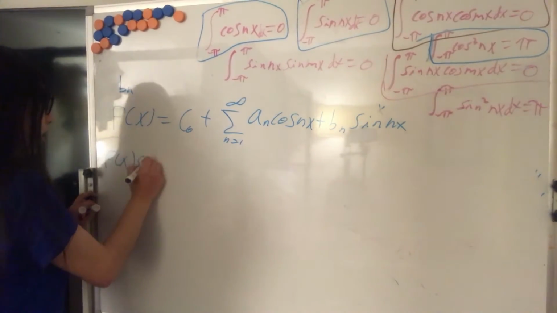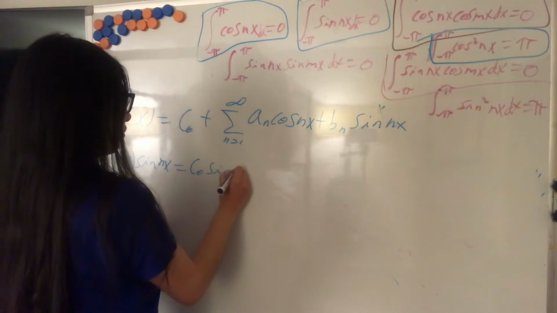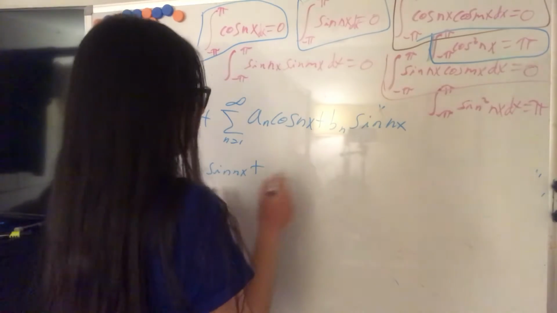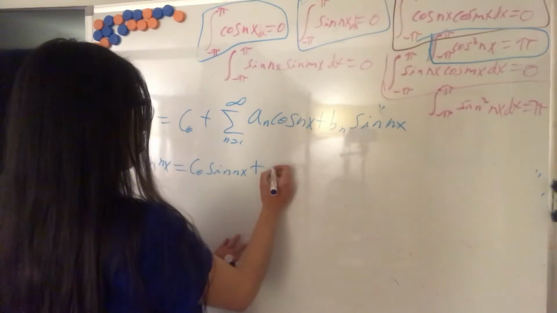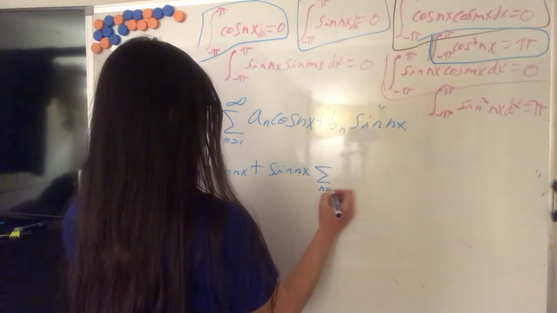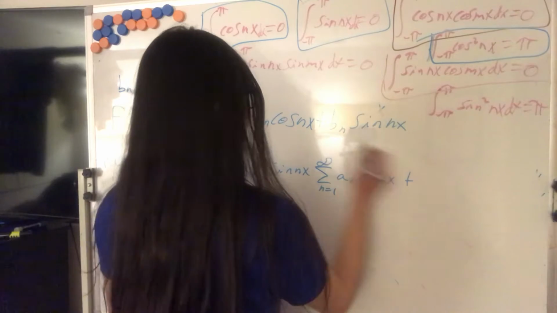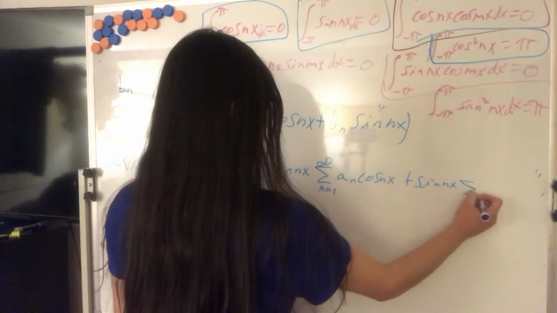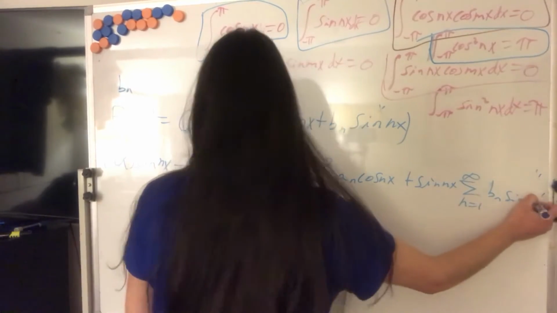So f of x sine of nx equals the constant times sine of nx, or sine of kx, whatever you want, plus sine of nx times the summation from n equals 1 to infinity of a sub n cosine of nx, plus sine of nx times the summation from n equals 1 to infinity of b sub n sine of nx.